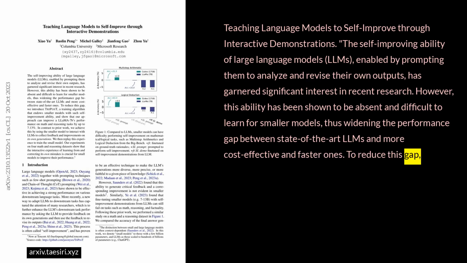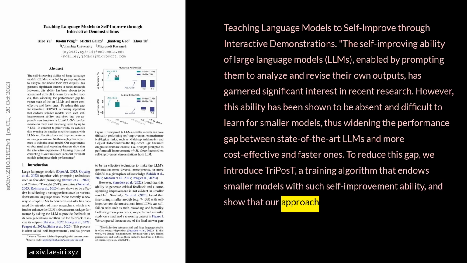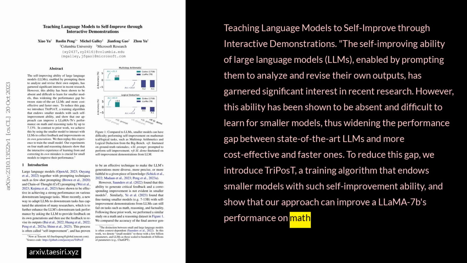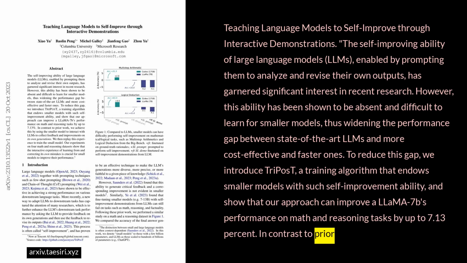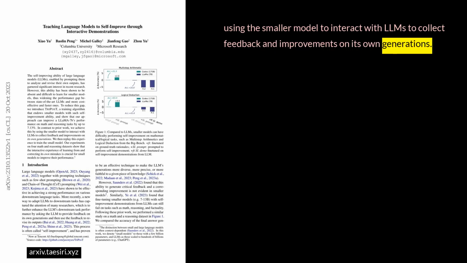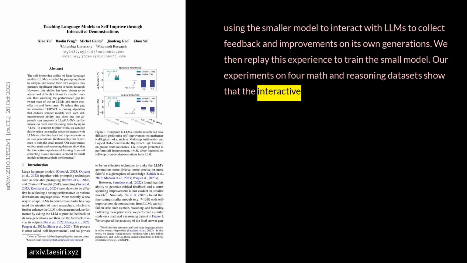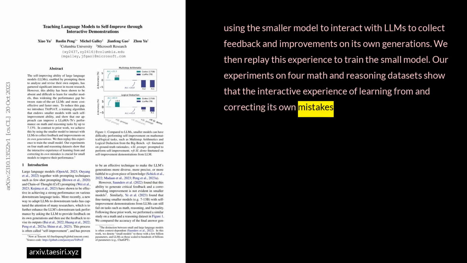To reduce this gap, we introduce TriPosT, a training algorithm that endows smaller models with such self-improvement ability, and show that our approach can improve a Llama 7B's performance on math and reasoning tasks by up to 7.13%. In contrast to prior work, we achieve this by using the smaller model to interact with LLMs to collect feedback and improvements on its own generations. We then replay this experience to train the small model. Our experiments on 4 math and reasoning datasets show that the interactive experience of learning from and correcting its own mistakes is crucial for small models to improve their performance.